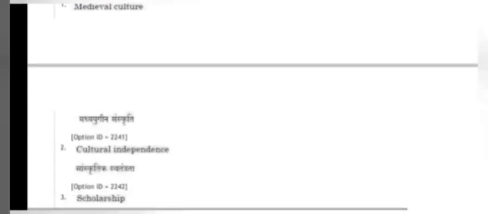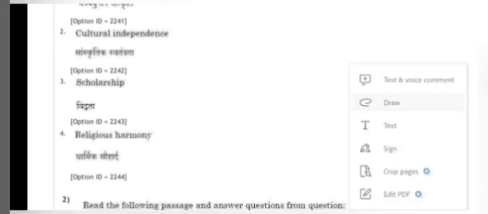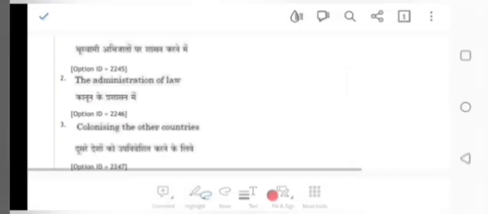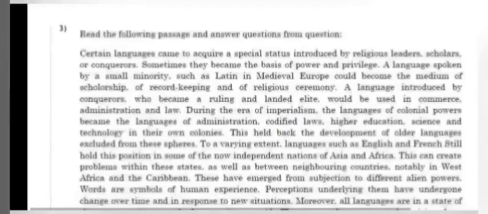So number 46, it says, historically, minority languages were the basis of what? They were the basis of scholarship. Please verify. Next is, the language of the conquerors was used in what? The language of the conquerors was used in colonizing other countries. Next, imperialism was responsible for what? Codification of law.